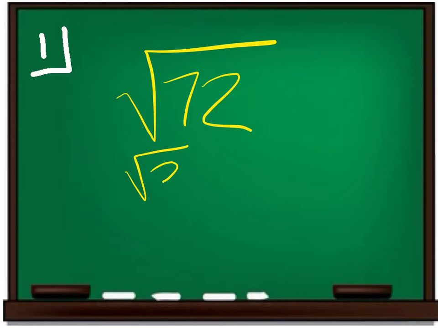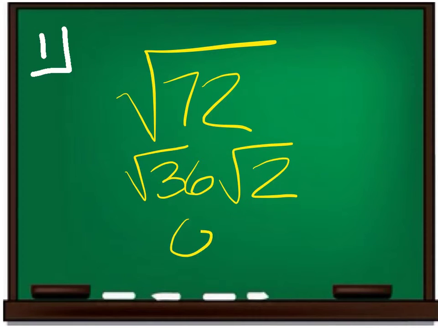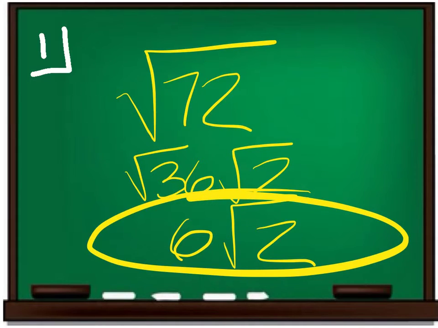It breaks up as the square root of 36 and the square root of 2, which is 6 square root of 2. This is the third time we've had this class.